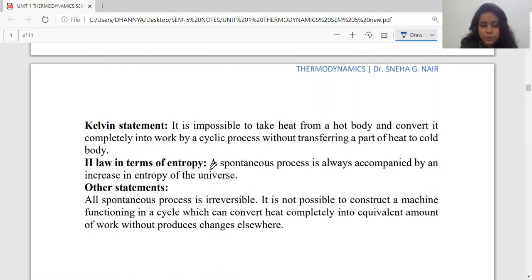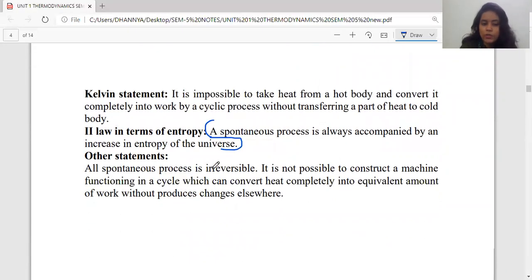What was the statement of the second law? That a spontaneous process will always be accompanied by an increase in entropy of the system. Now what exactly is entropy? You might remember that entropy is called the degree of randomness or disorderness. Now what is the degree of randomness and disorderness?